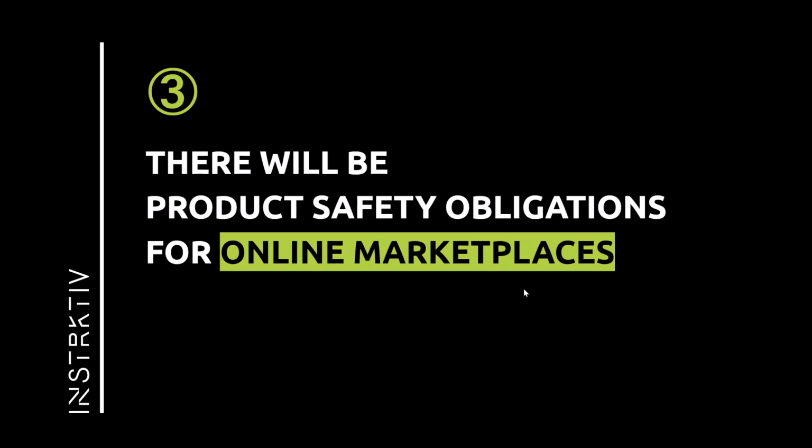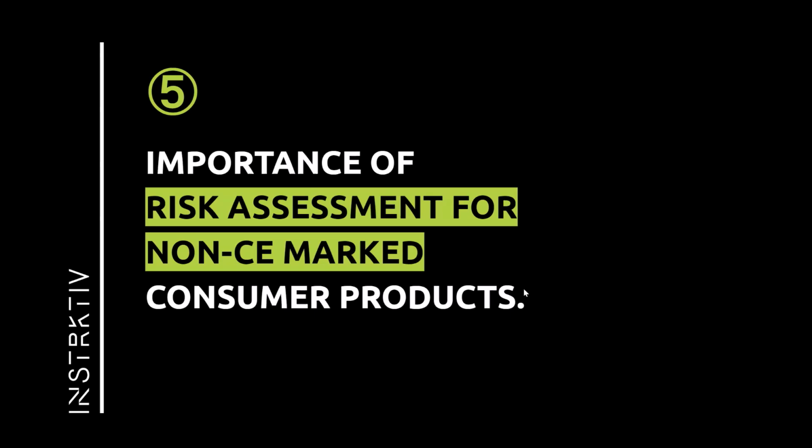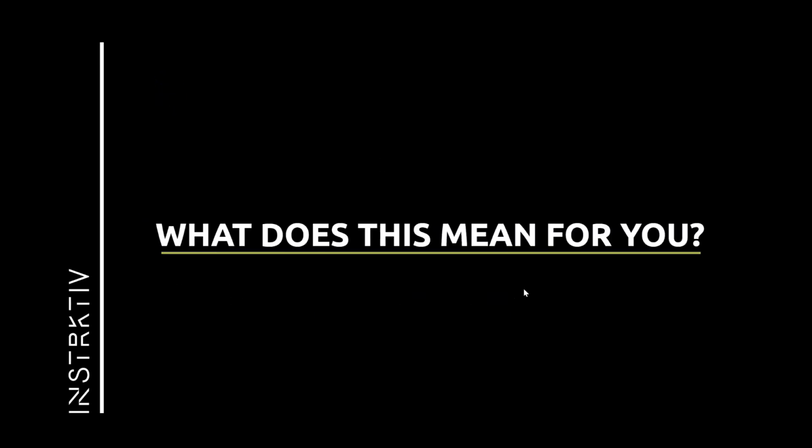The third thing that we find in the General Product Safety Regulation is that there will be product safety obligations for online marketplaces, such as Etsy, Amazon, etc., bol.com in the Netherlands and Belgium. The fourth big change is that there is an enhancement of rules on product recalls. And then again, I want to emphasize the importance of risk assessment for non-CE marked consumer products.